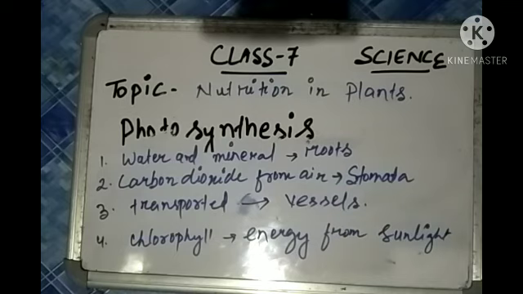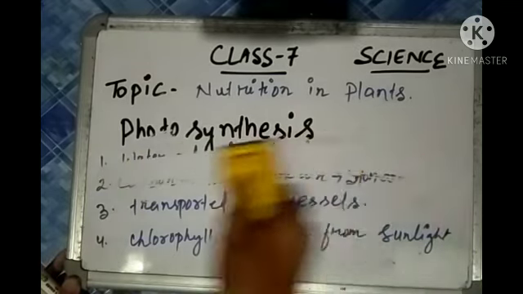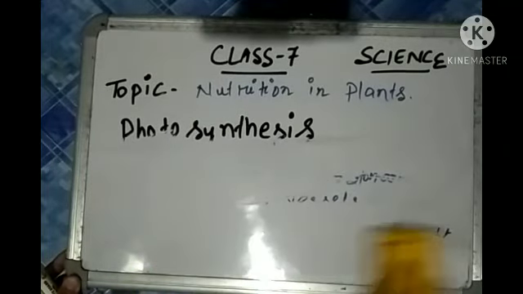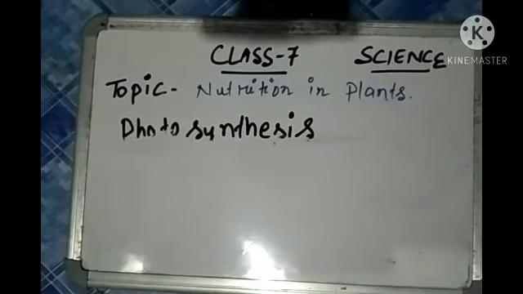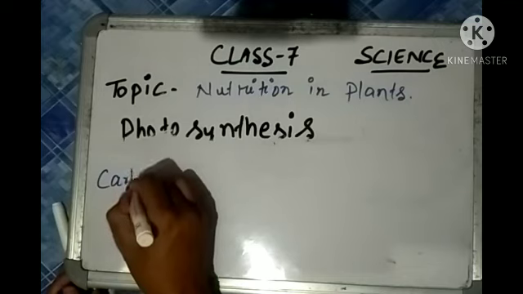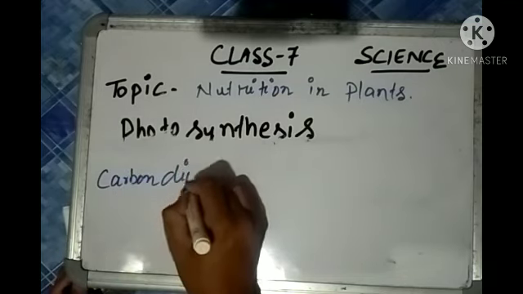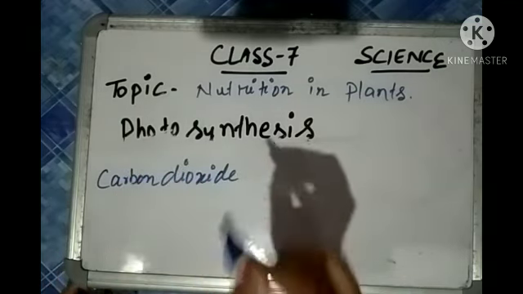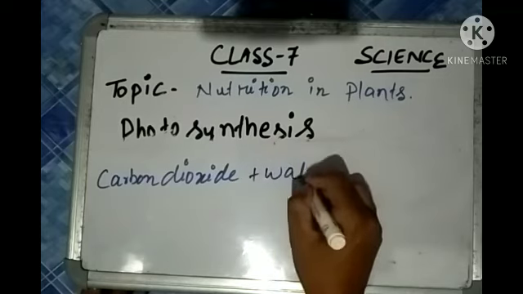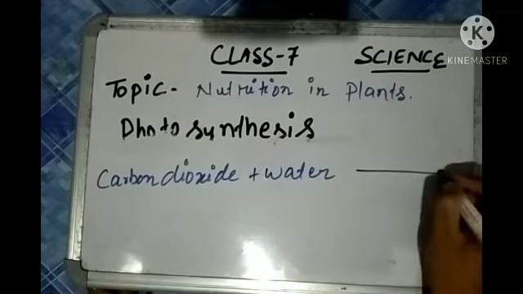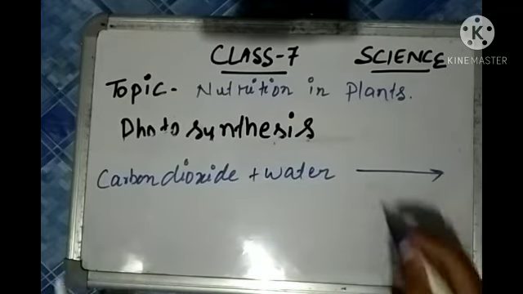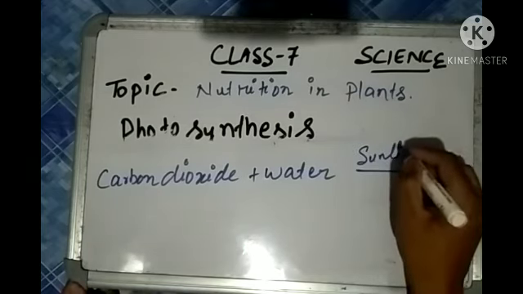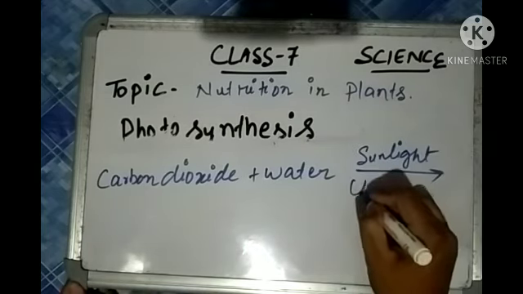After getting all these raw materials, the following reaction takes place, which results in the formation of food for the plant. The reaction is: carbon dioxide combines with water with the help of sunlight and chlorophyll.